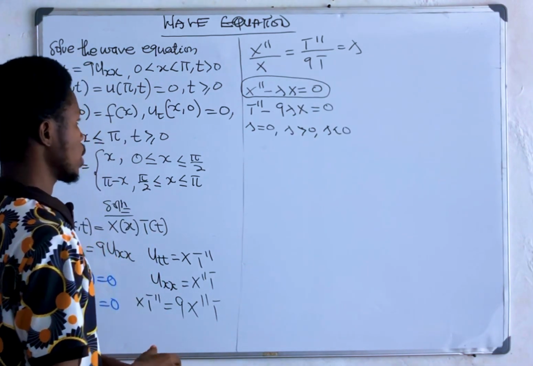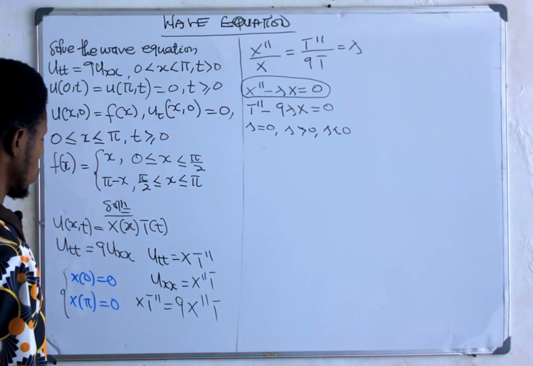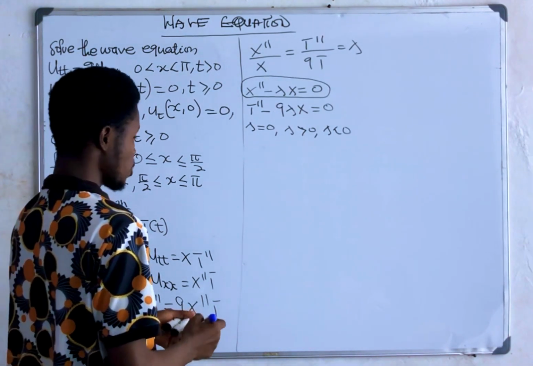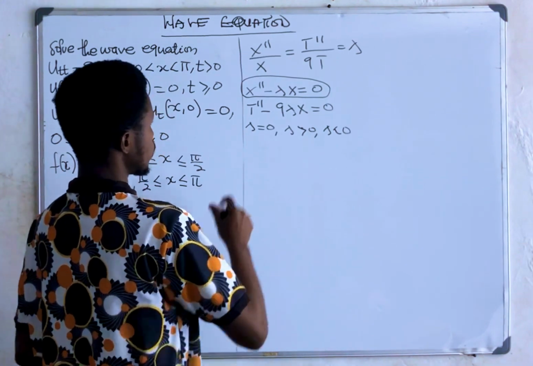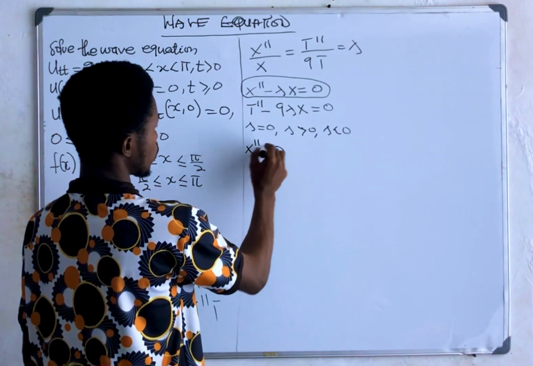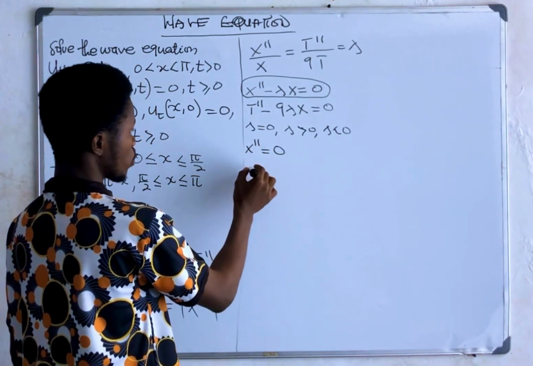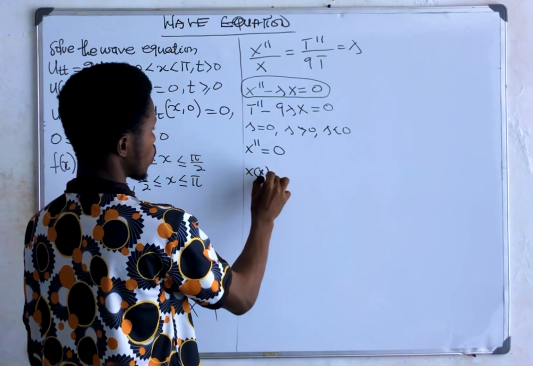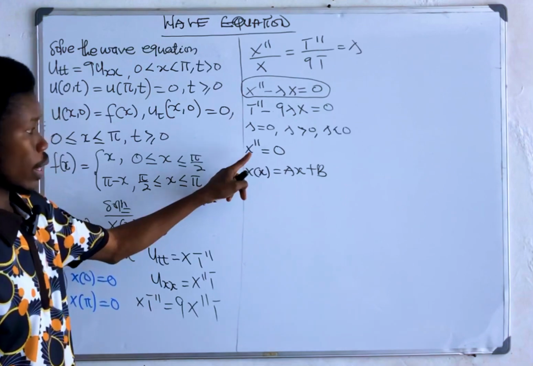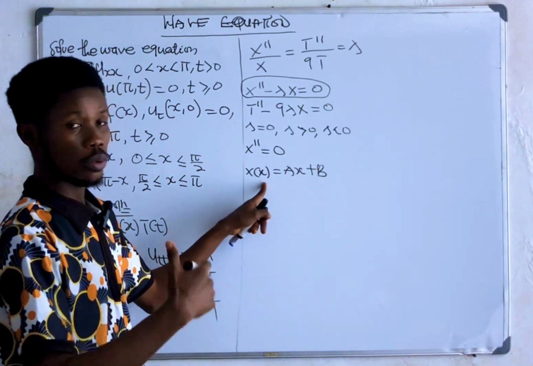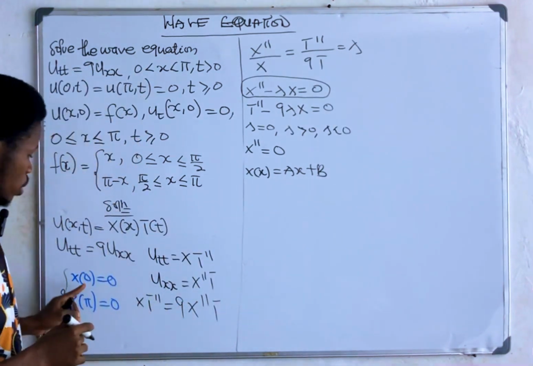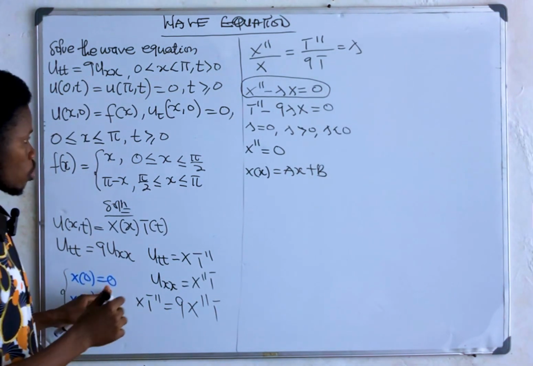These are the three cases. So the first case is when lambda is equal to 0. So when lambda is equal to 0, if I put 0 here, this one will go to 0, leaving X double prime equals 0. So you integrate this one. After doing the integration, you're going to have aX plus b. I've done this in the previous video, so if you have followed it very well, you'll be able to do this. Now, we are coming to use this. When small x is 0, capital X is also 0.